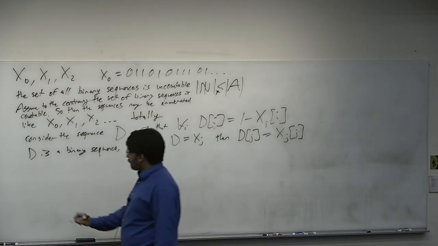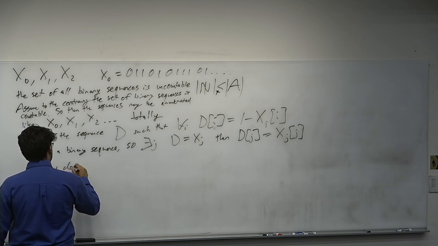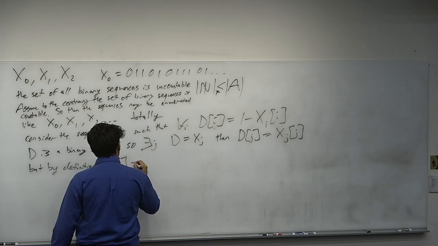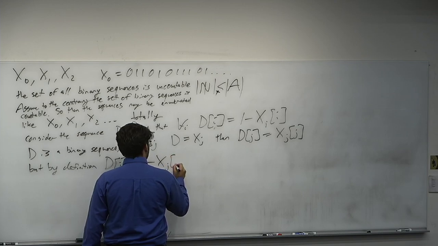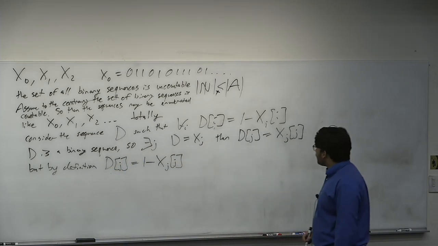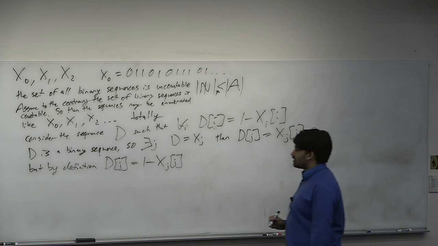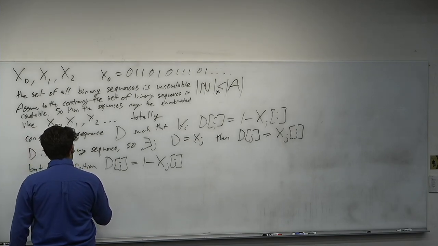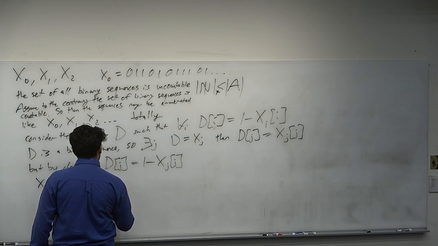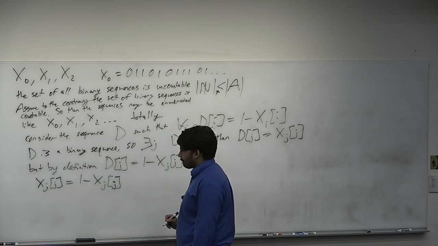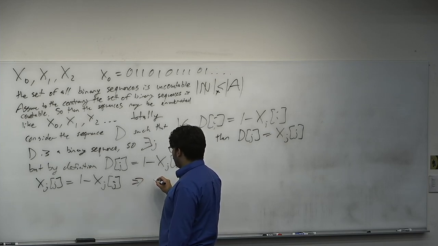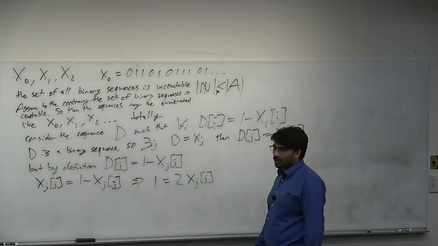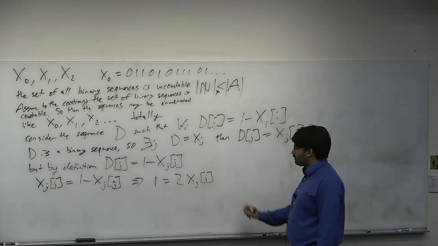But by definition, we know that D at index j is defined to be 1 minus xj of j. So if D of j is equal to xj of j, and D of j is also equal to 1 minus xj of j, we know that xj of j is equal to 1 minus xj of j. That implies that 1 is equal to 2 times xj of j. There's a contradiction here. What is it? It's not even. 1 is not even.